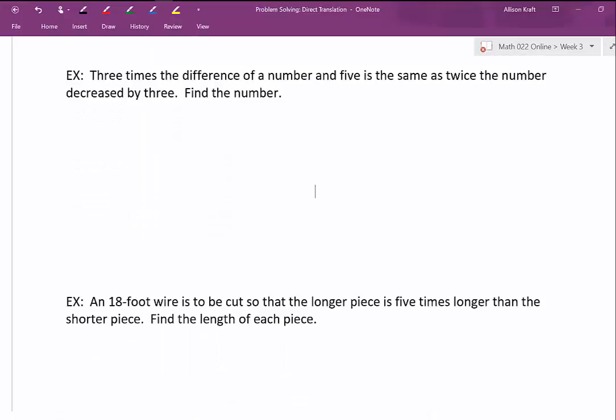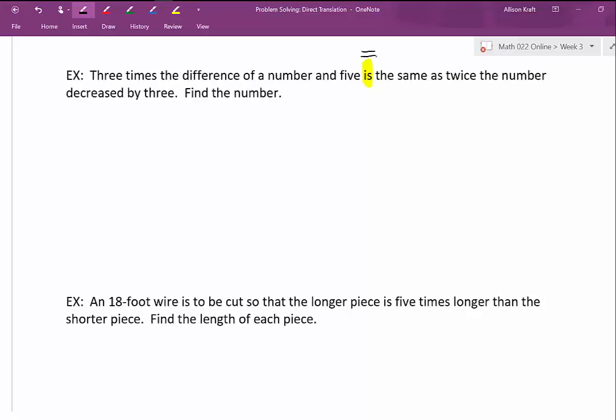Our first example is 3 times the difference of a number and 5 is the same as twice the number decreased by 3. Earlier in this course, we looked at words that meant mathematical operations. We have many happening here. What I suggest when the problem's so long is find the word that means equals. In this example, the word is "is the same as." Everything that comes before this word in the sentence will be the left side of the equation. Everything after that word in the sentence will be the right side of the equation.